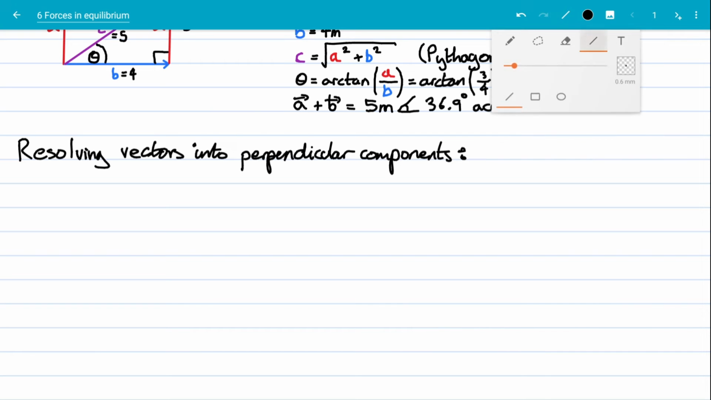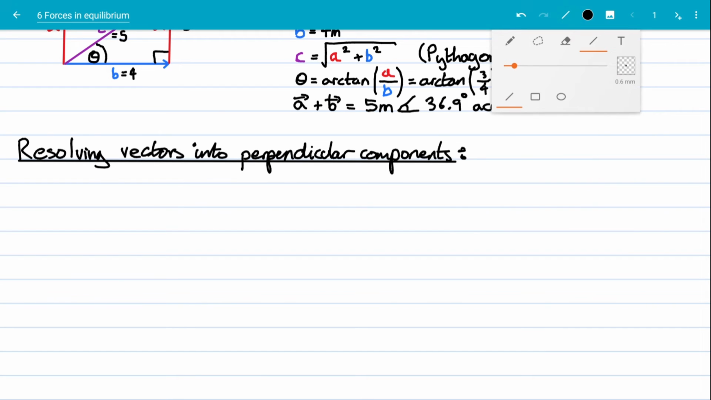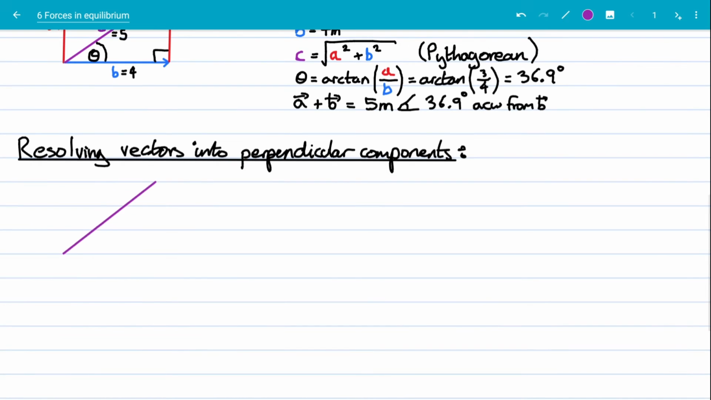You could do this graphically, of course. We're not going to, because this is A level. What we're going to do is to work algebraically. So let us suppose we have some vector. I'm going to use purple for this. We have some vector, let's just call it C, because I've made all my purple vectors C so far.